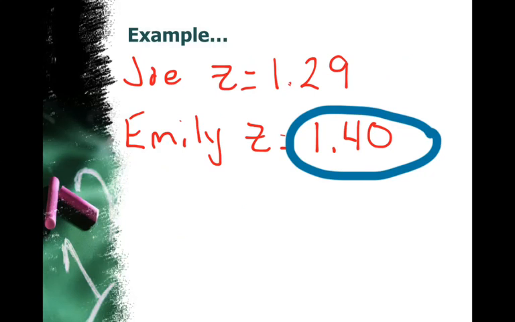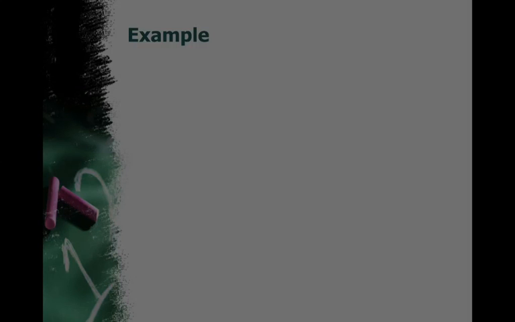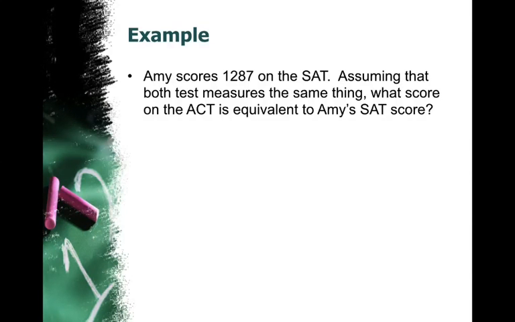And so that's how you want to compare z-scores. When you have two different ones, whoever is further from the mean is going to be more unusual, and it's going to be the one who performed better. And so what we want to do is take one more example with z-scores. And so here we're going to use the same mean and same standard deviation that we did in the last problem for ACT and SAT.